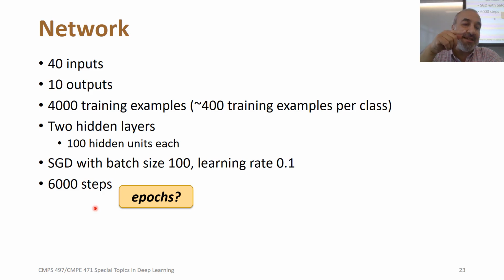So this is 6,000 steps, which means we are going over 6,000 batches, and the batch size is 100. How can we know the number of epochs? The batch size is 100. The training examples is 4,000. So 4,000 over 100 is the number of batches per epoch. Then you divide 6,000 by that number, which will give you the number of epochs. Do you understand how to do it?